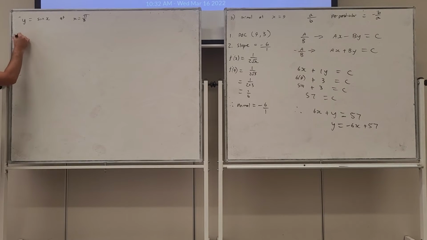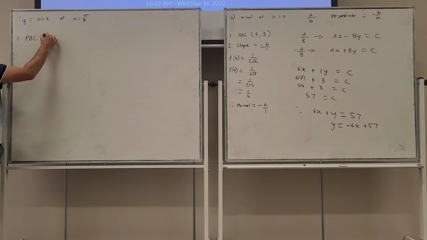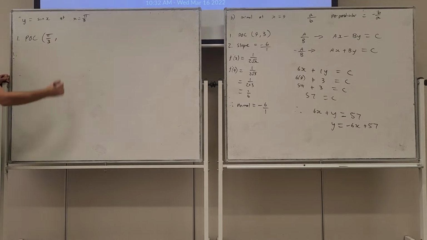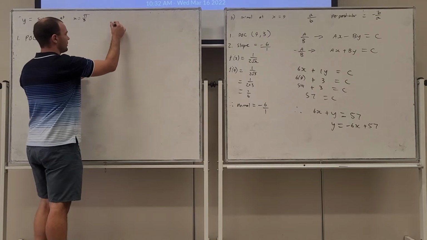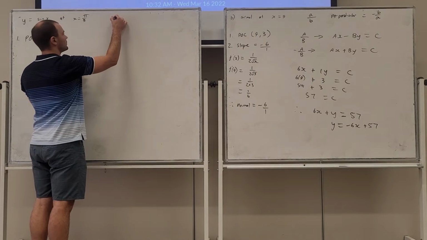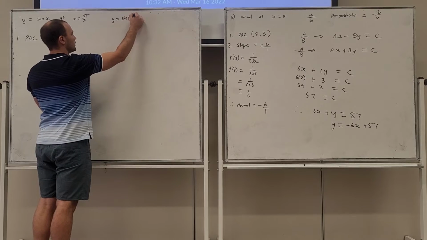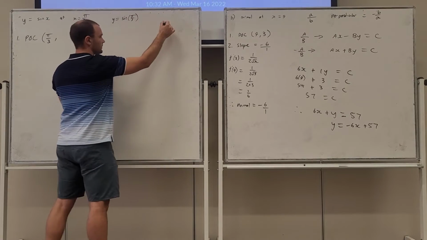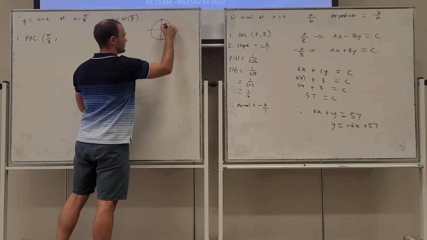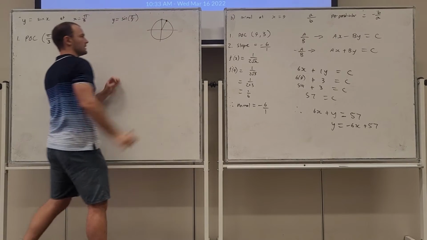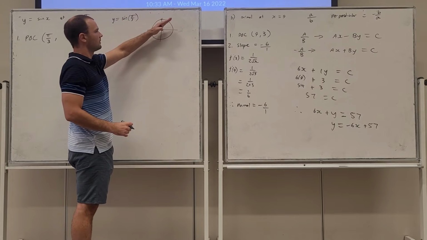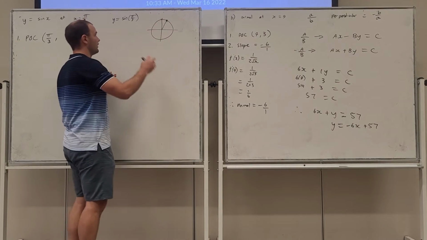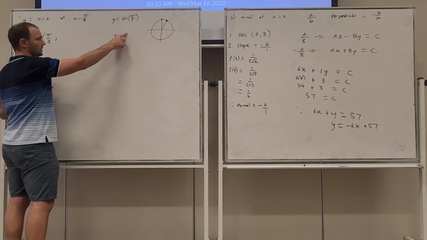Let's find the point of contact. Okay, we've got the x value is pi on 3. The y value is going to be sine of pi on 3. Okay, so we can look at our unit circle, and that's going to be this coordinate here. Okay, so we have pi on 6, pi on 4, pi on 3, and the sine of that value is going to be root 3 on 2.